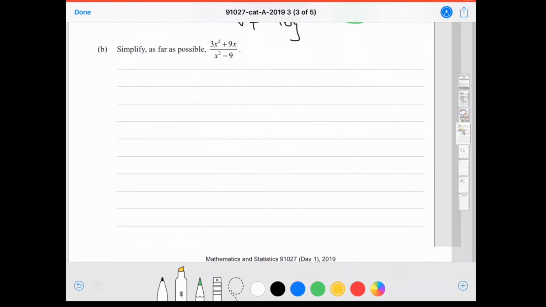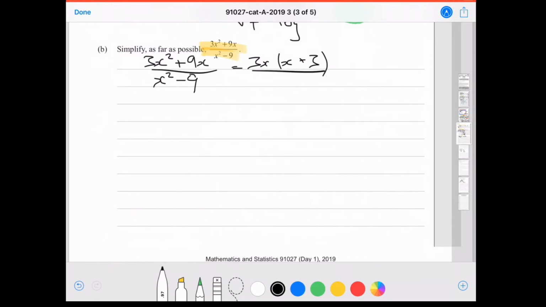So question 2b, you've got simplify as far as possible this expression 3x squared plus 9x over x squared minus 9, okay? So the first thing I'm going to do is just write out the question, 3x squared plus 9x over x squared minus 9. And with these sorts of questions in the MCAT, 90% of the time you're going to be factorizing. So let's say equals, let's look at the top, the numerator. So you've got 3x as a common factor, and inside the brackets x plus 3, because 3 times 3 is 9.